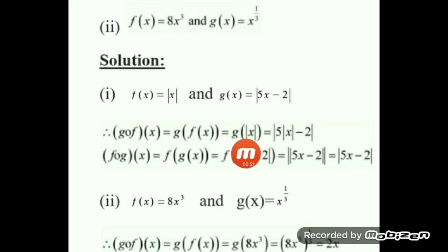If you find it difficult to do it directly, then you can name it as y. It becomes g of y. G of y will be equal to 5y minus 2. Then replace what is y. Y means mod x. Two more extra lines you have to write in that case.